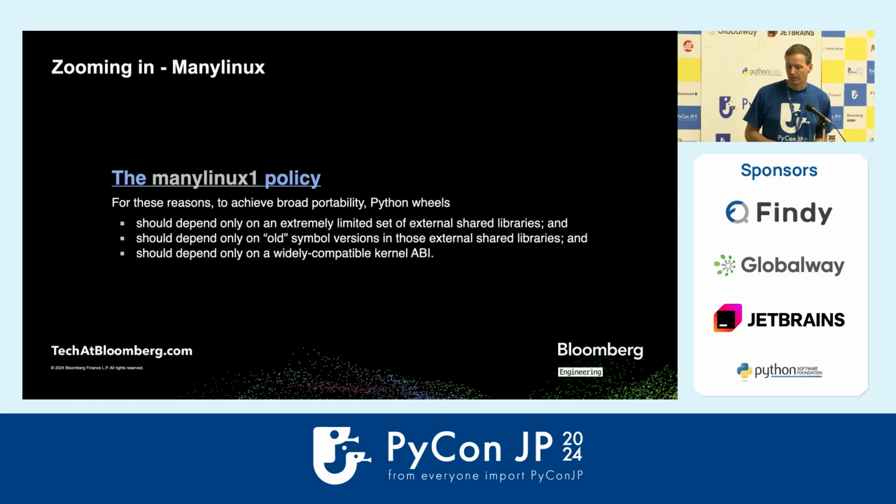So now, with this, it should make it a bit easier to understand what it means that these wheels should only depend on old symbol versions. So it has to be at least that old, and there are other libraries besides glibc, but we can more and more focus on just glibc as the minimum version those wheels have to satisfy to be Menelux compliant.